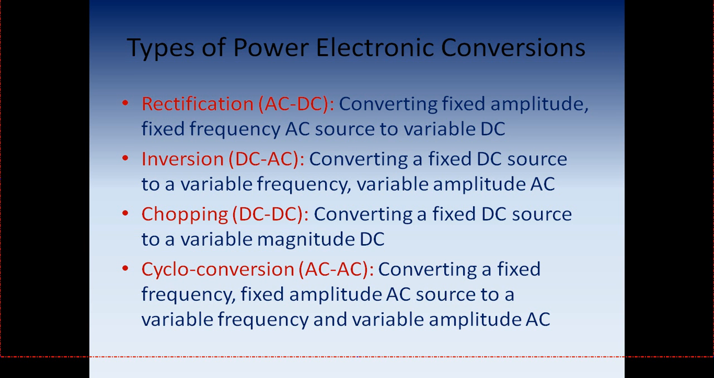Then there is chopping, that is DC to DC conversion, converting a fixed DC source to a variable magnitude DC source. Why do we require this? Control of DC motors, maybe? Yes. Then there is the fourth type, cycloconversion. It's converting a fixed frequency, fixed amplitude AC source to a variable frequency and variable amplitude AC source. We'll see this in future lectures.